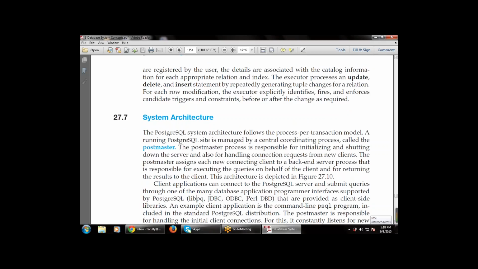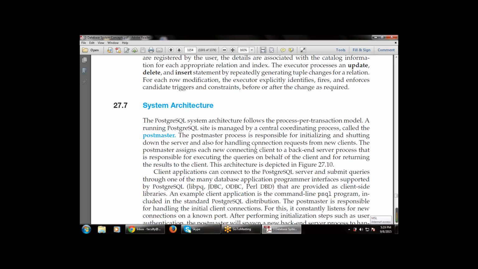Next is the system architecture, that is what the architecture of the system is. The PostgreSQL architecture follows the process-per-transaction model that is managed by the central coordinating process known as the postmaster. The postmaster process is responsible for initializing and shutting down the server and also for handling connections.